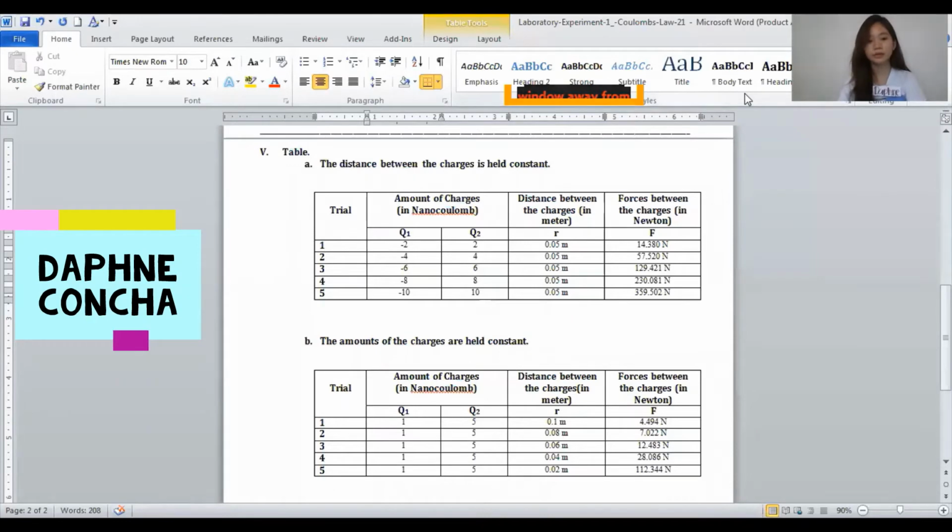For trial 2, the amount of charges is equal to -4 for Q1 and +4 for Q2. The distance between the charges is equal to 0.05 meter, and the force between the charges in Newton is equal to 57.520 Newton.